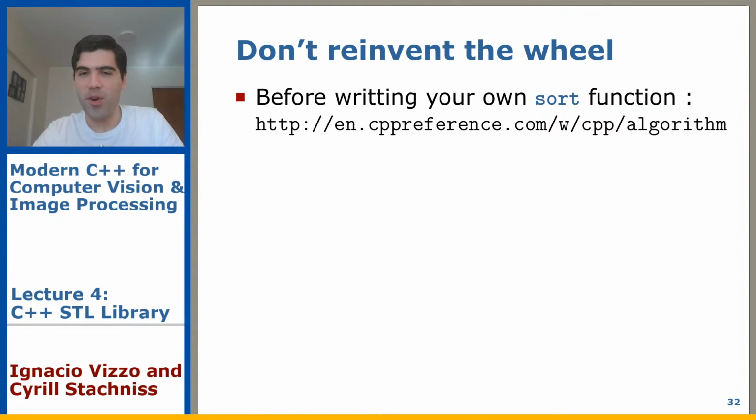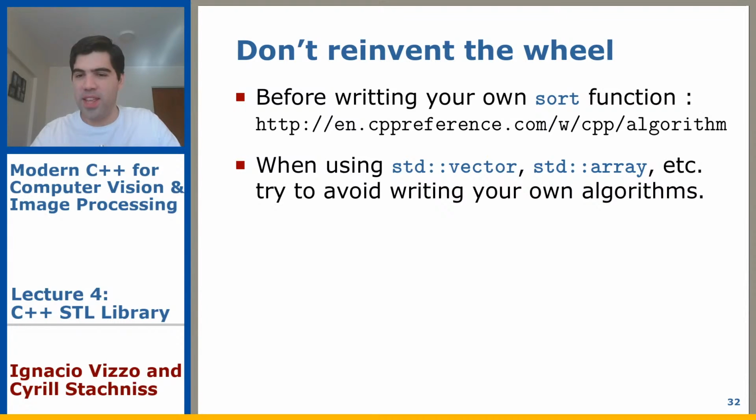Before writing your own sort function, just go and check on cppreference if it's not there. It's very unlikely that you will write a better sort function than the incredibly smart people from the C++ standard committee and the C++ community. So basically, in this case, you need to trust these people and 40 years of C++ programming experience and say, okay, I will use a sort function provided by C++. Unless it doesn't work for you.